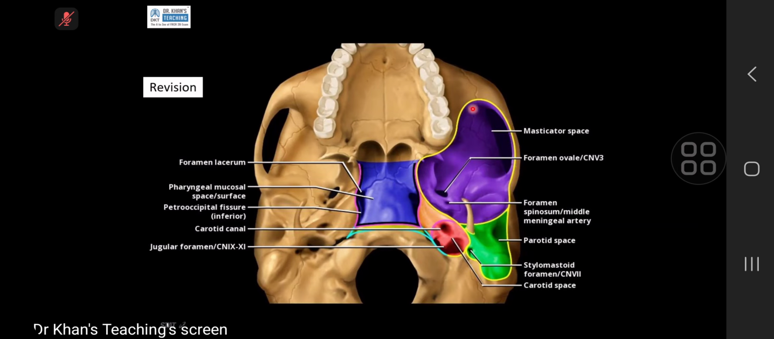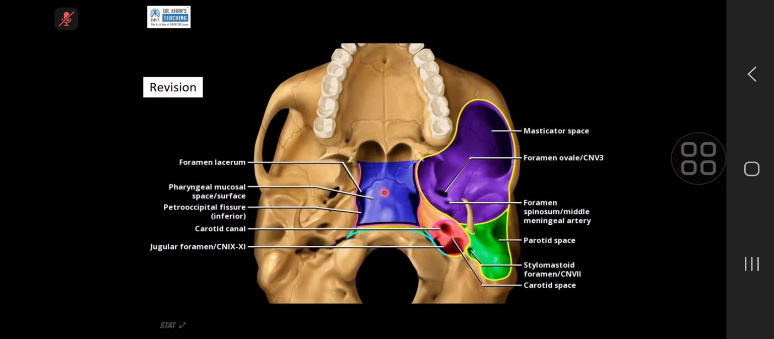So all of this area is masticator space. Previously we used to call this the temporal fossa, and this is the infratemporal fossa. These are the pterygoid plates, and the foramen ovale and spinosum is seen here. Other than the masticator space, the parotid space also abuts the base of skull. Here is the stylomastoid foramen. This is the carotid space, where the jugular foramen and the carotid canal are. And this is the pharyngeal mucosal space, where squamous cell carcinomas and so on can erode into the skull.